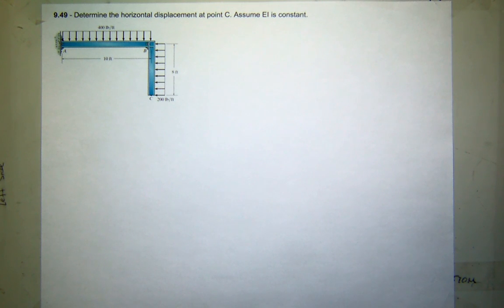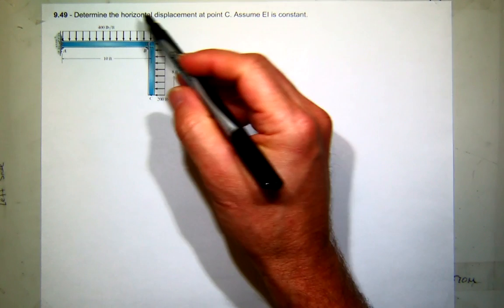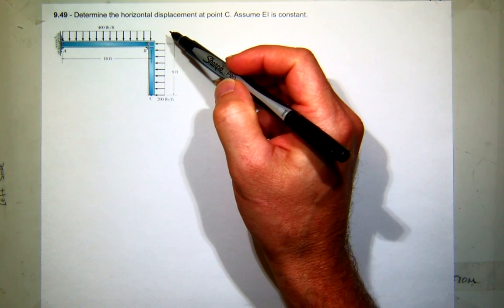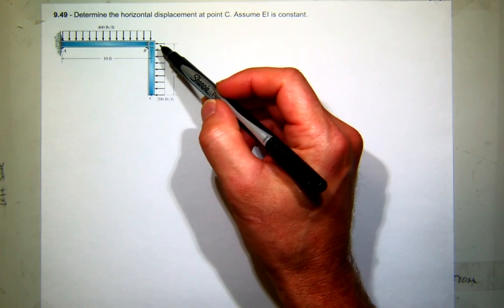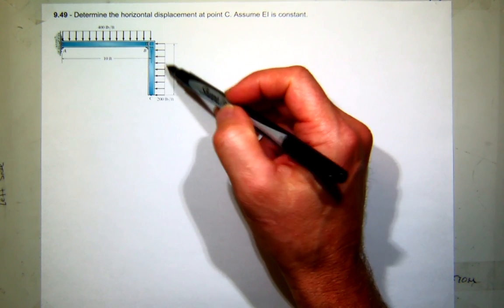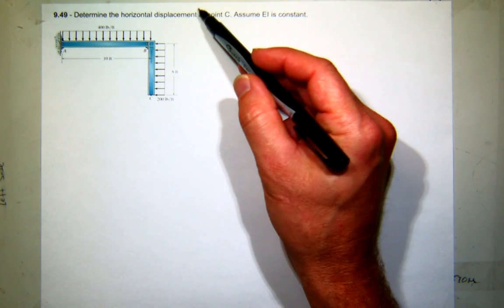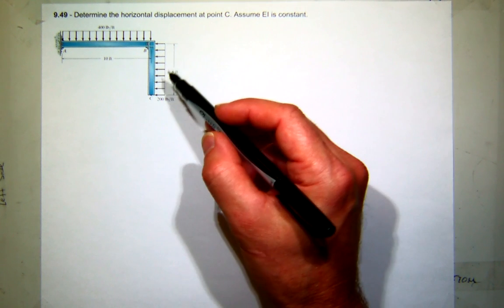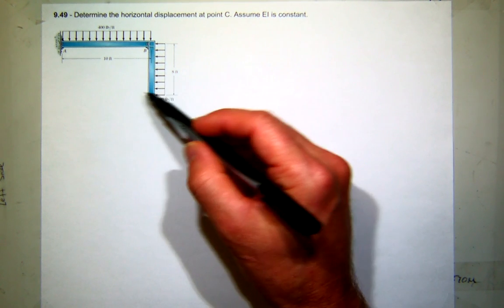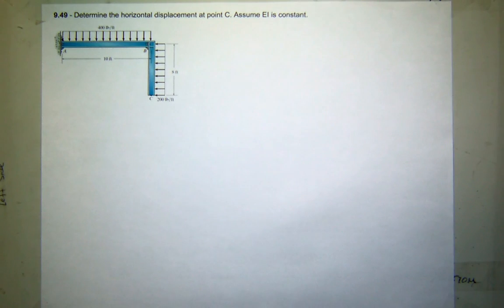All right, so let's work on this problem. We've got a frame. It's fixed at A, fixed at B. It's got these distributed loads, both vertical and horizontal. And I want to find the horizontal displacement at C. So here's C. I'm looking for the horizontal force. So we're going to use virtual work for this.